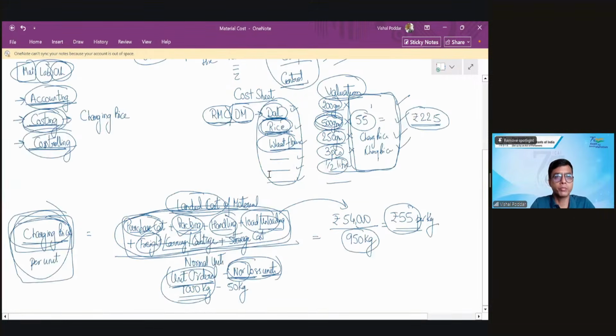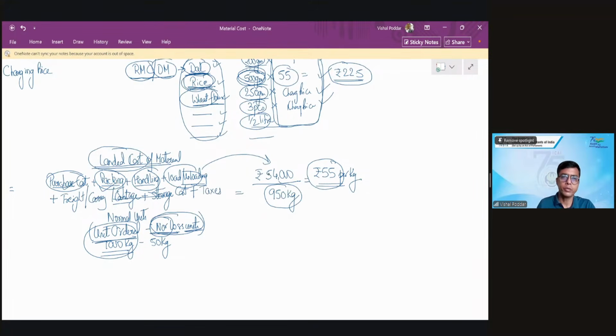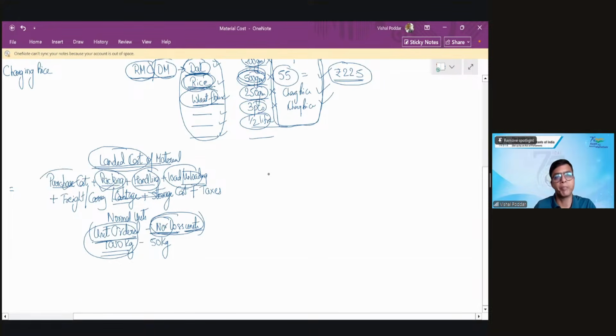Students, I hope this is clear. Now, if this is clear, let me expand this concept. Many times you also incur taxes, right? So, there are many taxes which you pay. In that, whatever taxes you have paid on the purchase cost, like today it is GST mainly.